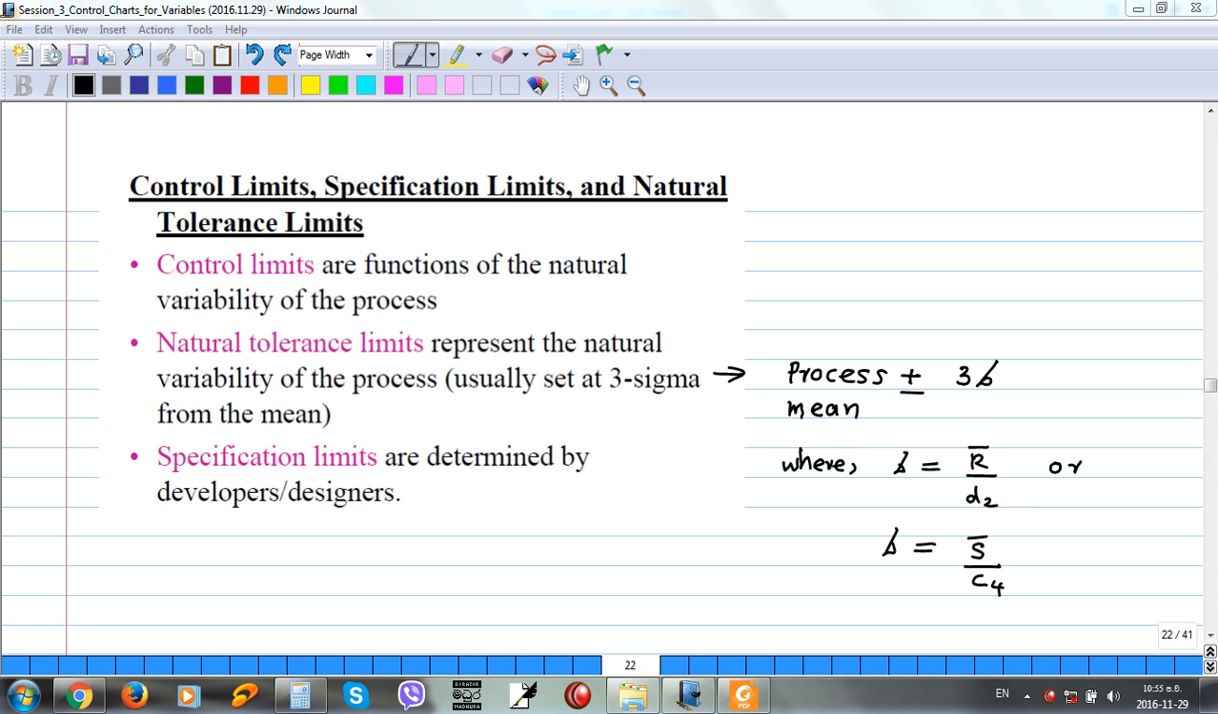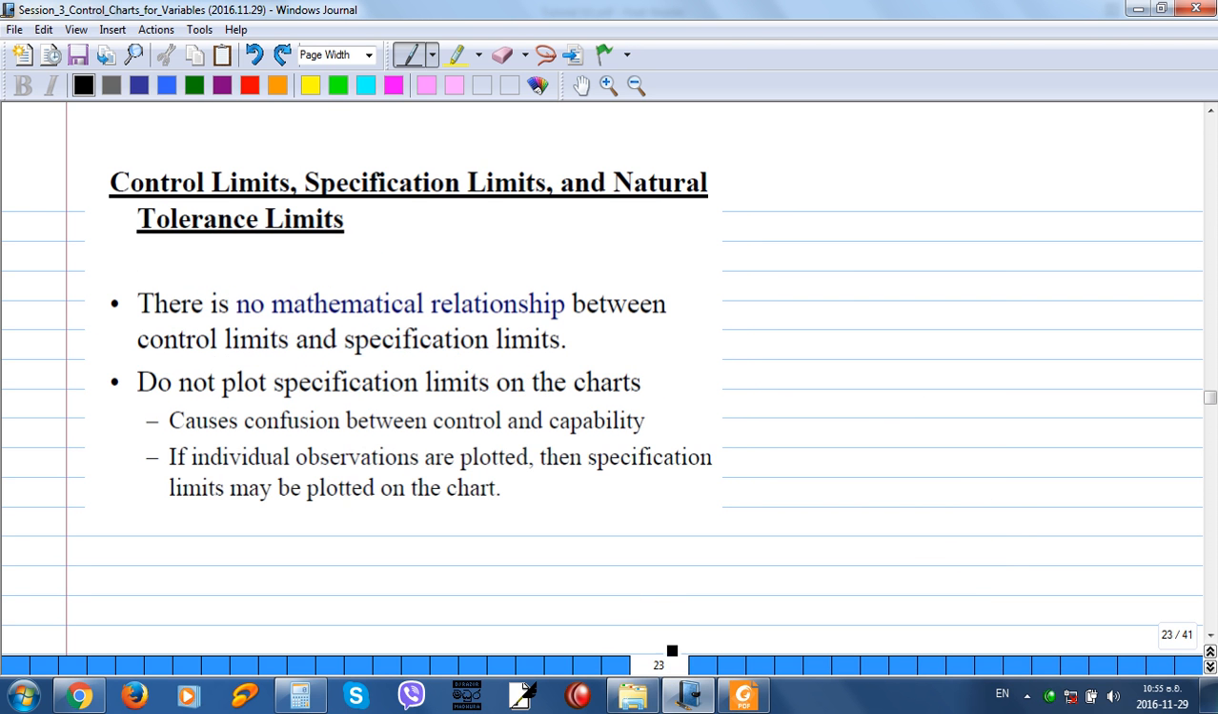So there is no mathematical relation between the specification limits and the control limits or the natural tolerance limits. They are determined by the developers and the designers. Do not plot the specification limits on the charts, because of confusion between control and capability. If individual observations are plotted, then specification limits may be plotted on the chart.